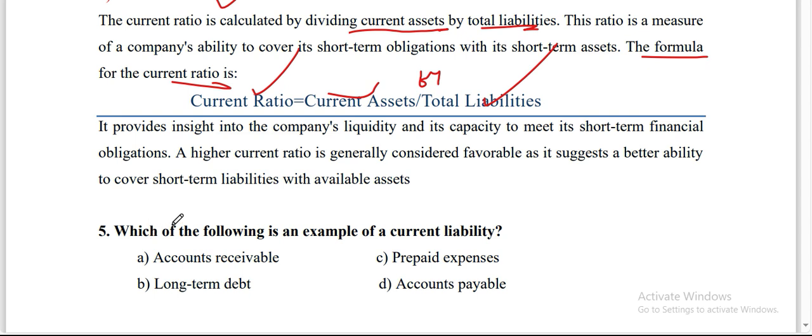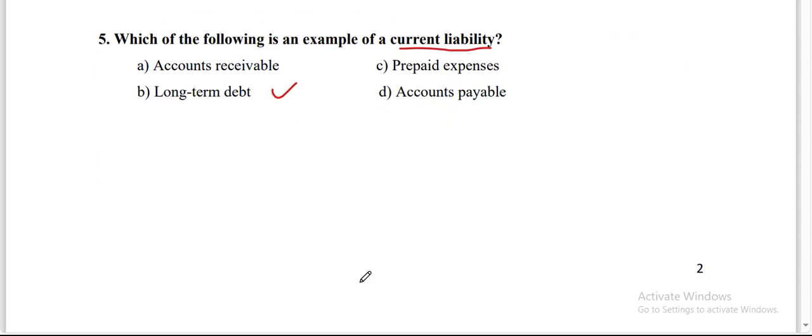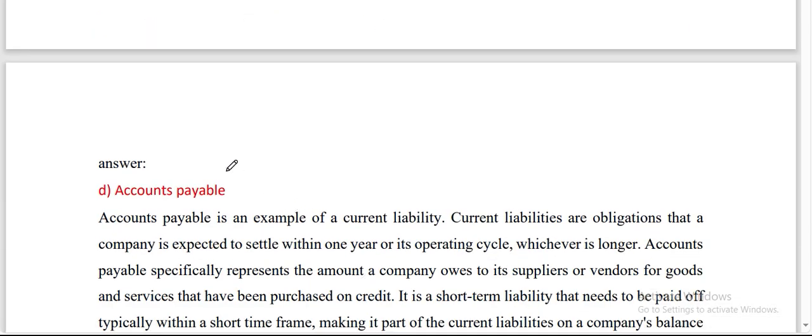Question number five. Which of the following is an example of current liabilities? A. Accounts receivable, B. Long-term debts, C. Prepaid expense, D. Accounts payable. The answer for this question is D, accounts payable. Accounts payable is an example of a current liability.